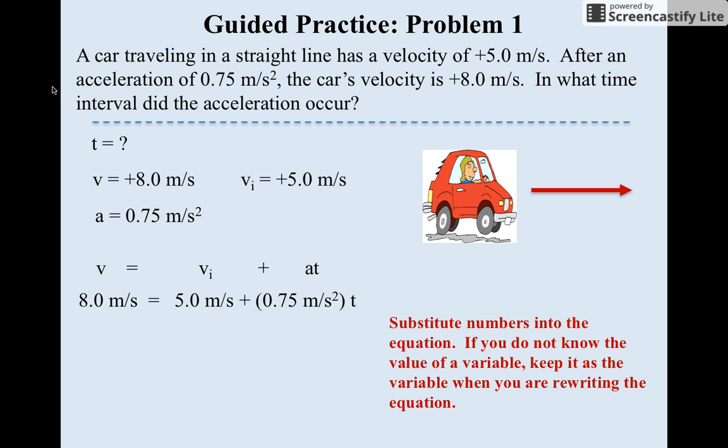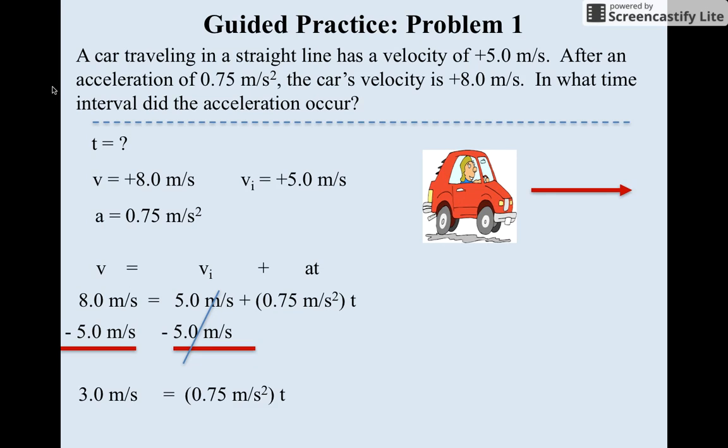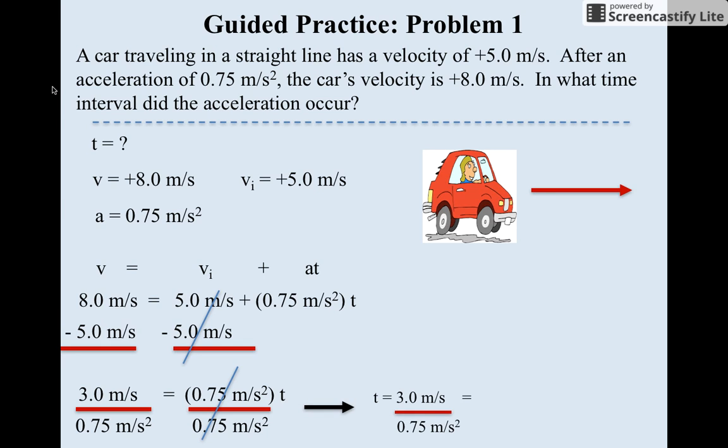So next we're going to substitute values. And you notice that the only value, again, that we didn't know was time. So I left t for time because there was nothing to substitute in for it. If I do the quick algebra, so everything else from here is just algebra, by subtracting 5, I've got 3 equals 0.75 t. The t and the 0.75 are multiplied, so I'm going to divide to get t by itself. Rewriting that, and our answer is 4 seconds.